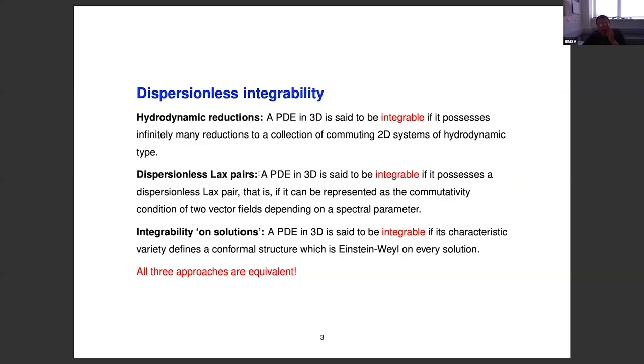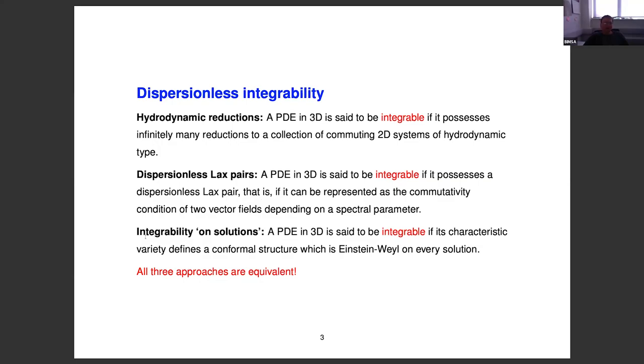I'm showing you three seemingly different approaches to dispersionless integrability in 3D, which actually turn out to be equivalent. They lead to the same integrability conditions and therefore to the same classification results. We say that a PDE in 3D is integrable if it possesses a dispersionless Lax pair. Roughly speaking, it means that there is a pair of vector fields depending on a spectral parameter and an auxiliary variable, such that the requirement of commutativity of these vector fields gives you the original PDE.